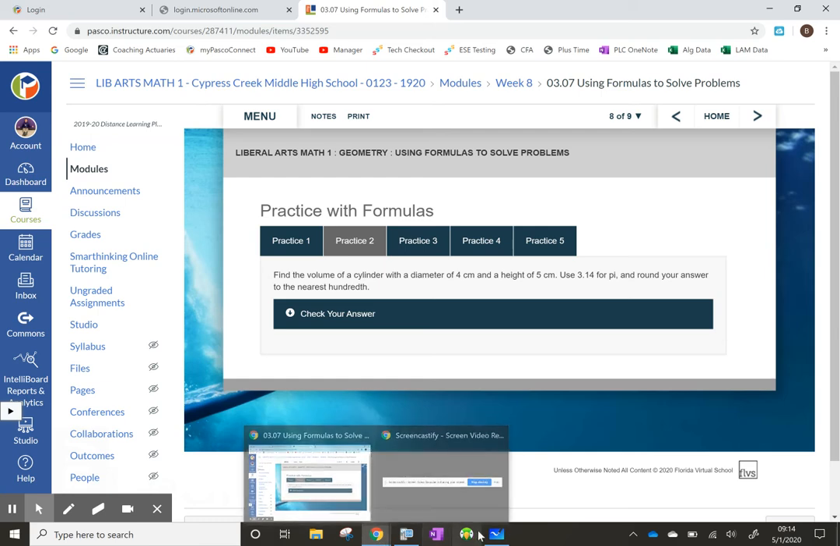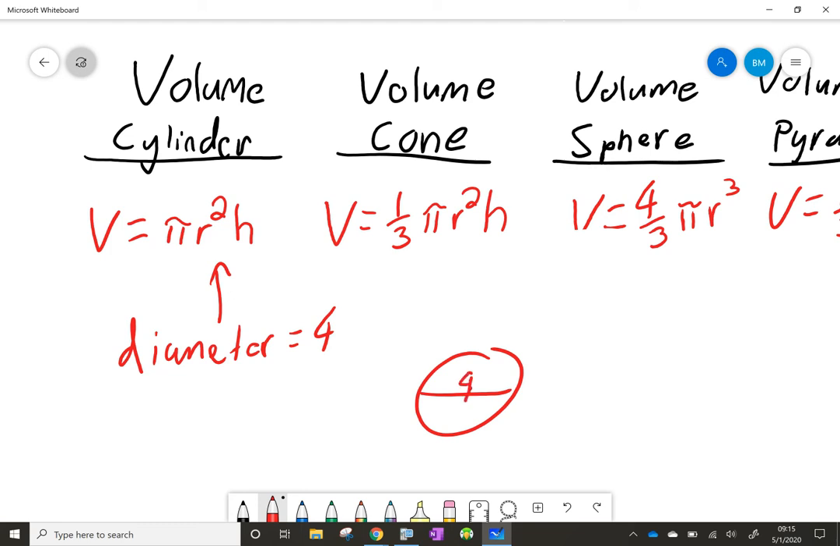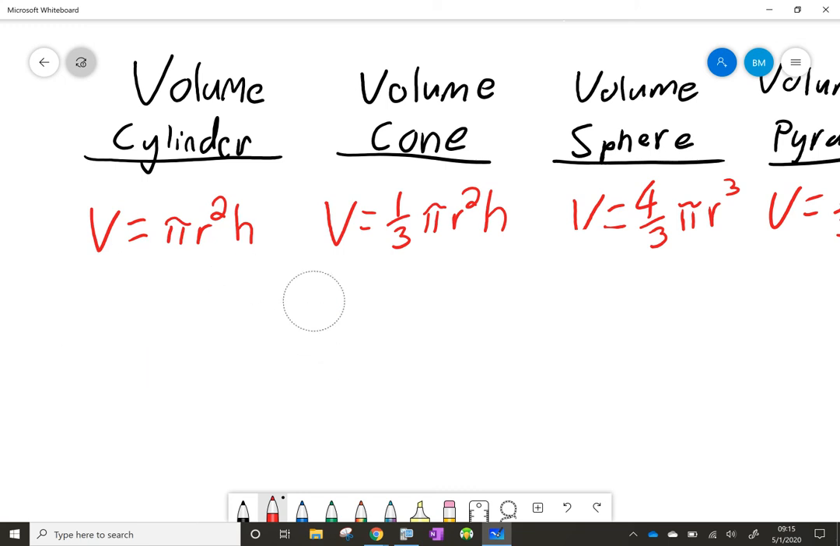Now, here's something to be very mindful of. When it says diameter equals 4, diameter is not part of our formula, right? We need radius, and I just mentioned this: diameter is double the radius. So if the diameter is 4 and the whole length is 4, then the radius is half that length, which means the radius is going to be 2 for this problem. So we're going to be plugging 2 in for the radius. So volume is equal to pi times 2 squared, not 4 squared, because remember it's the radius, not the diameter, times the height.